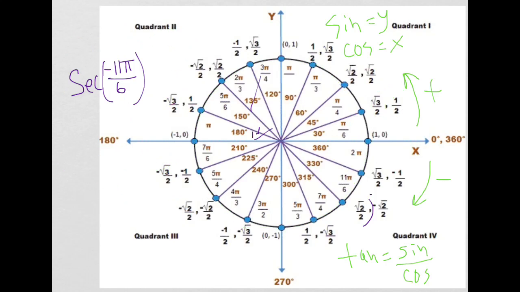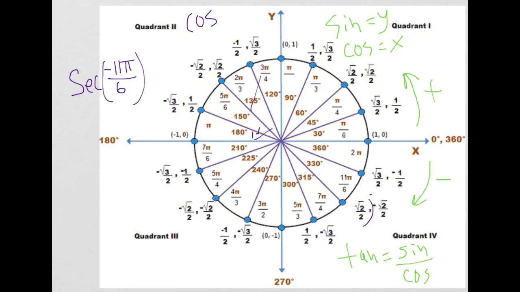We want to know what's the value of secant at negative 11 pi over 6. First off, remember that secant is going to be the reciprocal of cosine. So if we can find the cosine of negative 11 pi over 6, then all we need to do is take the reciprocal of that value. So let's find that angle, negative 11 pi over 6.